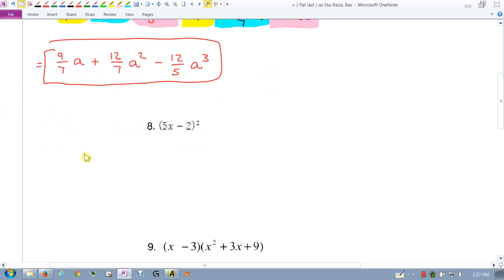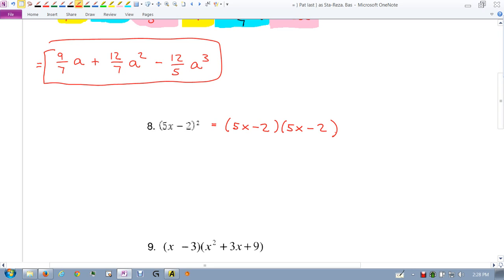Okay, up to this point, everything we've done between these polynomial expressions has been addition or subtraction. Now we're going to do polynomial multiplication. So when you see this 5x minus 2 in parentheses squared, squared means multiply something times itself, doesn't it? So we want to write this 5x minus 2 times 5x minus 2, like that.